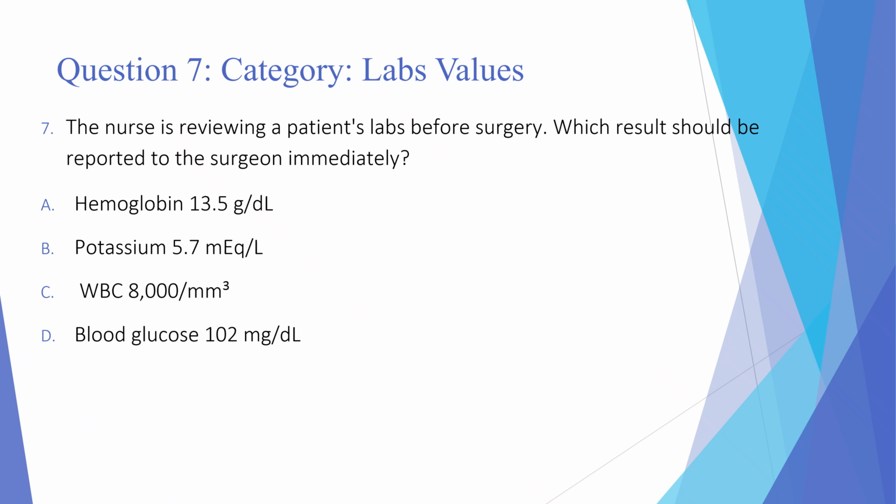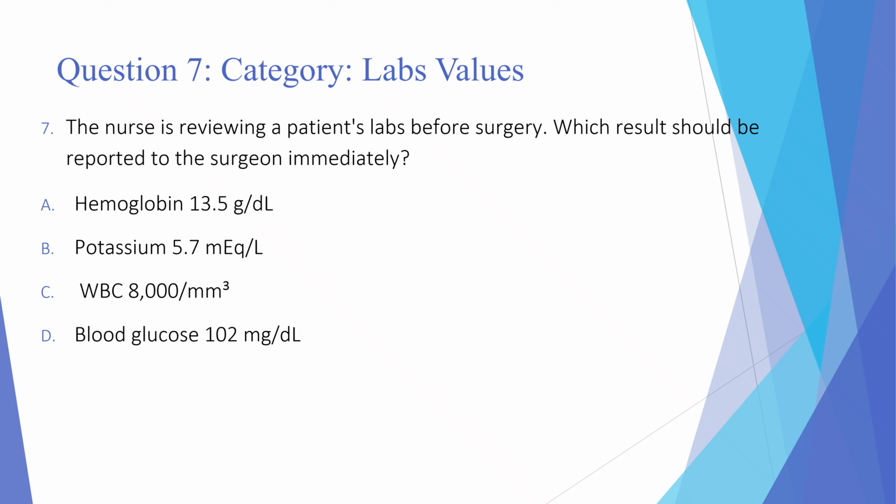So question 7, category lab values. The nurse is reviewing a patient's labs before surgery. This is from the previous chapter, preoperative, but the previous chapter was talking about during the surgery, and then in this chapter they talk about pre and post. So it's those three chapters that are related. They just divided it in three, I guess, because it's so much information.